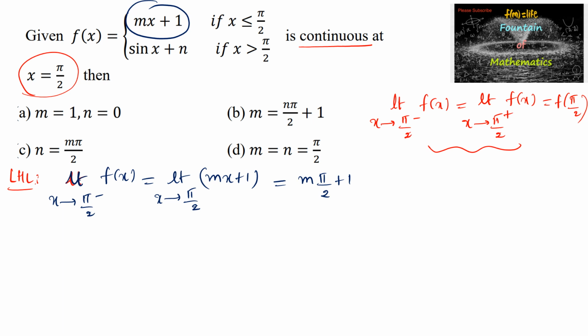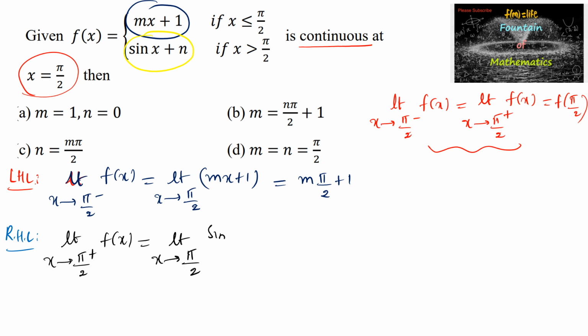And now right hand limit. Let's consider right hand limit. Limit as x tends to pi by 2 plus of f of x. When it is above pi by 2, we shall consider the function to be sin x plus n. So we can write limit as x tends to pi by 2 of sin x plus n, which is equal to, on applying the limit, sin pi by 2 plus n. Sin pi by 2 value is 1, plus n.